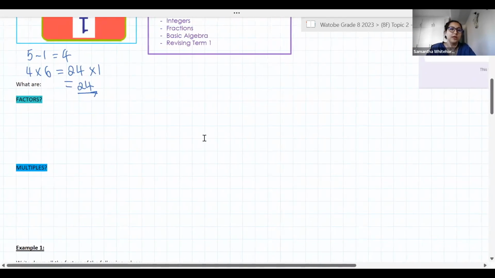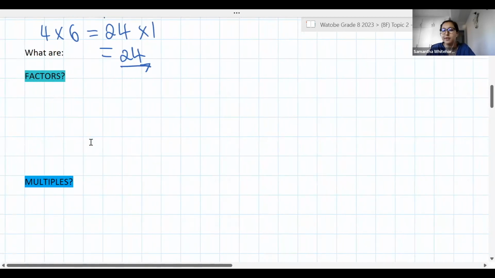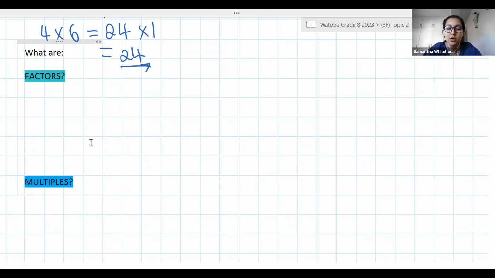So I've got two questions here. Basically, what are factors and what are multiples? Have a think. If anyone wants to raise their hand to tell me either what a factor is or what a multiple is, you can do that, but I'm going to give everyone a chance to think about what they think those two things are, and then we will have a look.